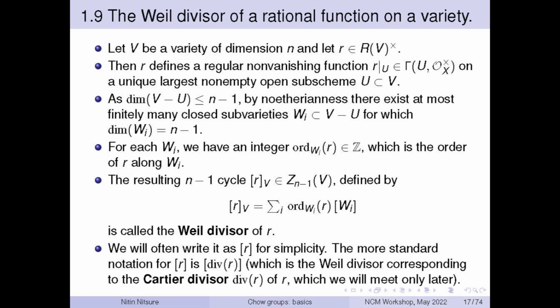Now, if you read Fulton, you will see a very complicated notation, which I have kept simple for these lectures. He will write it as square bracket of div R. From a rational function, first one associates something called a Cartier divisor, and then to the Cartier divisor one associates a Weil divisor. But I bypass the Cartier divisor altogether. Not every Cartier divisor is of the form divisor of R anyway. So directly to a rational function, I have told you what the Weil divisor is.